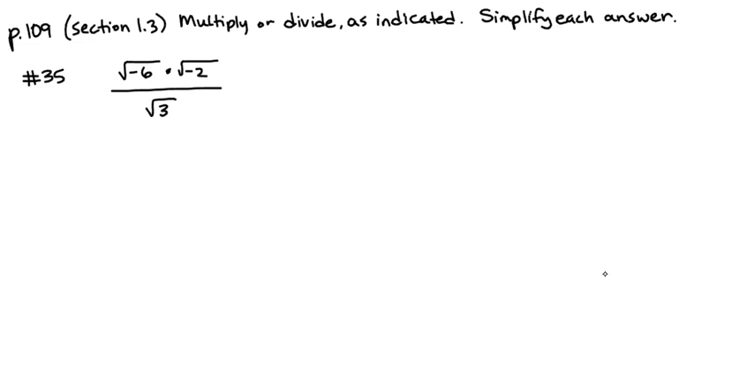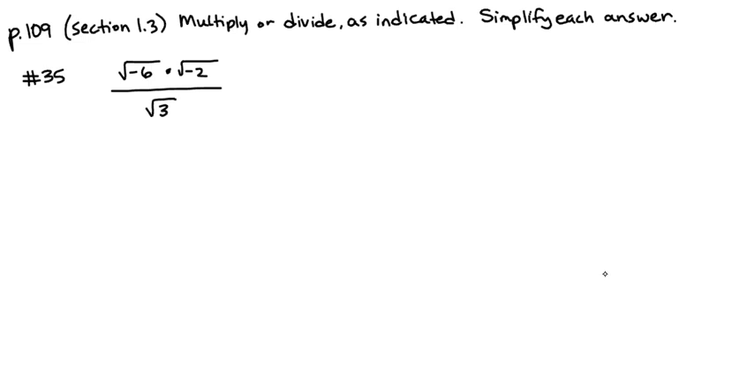This is problem number 35 from page 109, section 1.3 in the pre-calculus book. The directions say to multiply or divide as indicated and simplify the answer. So this one involves multiplication, and we are multiplying two imaginary numbers.